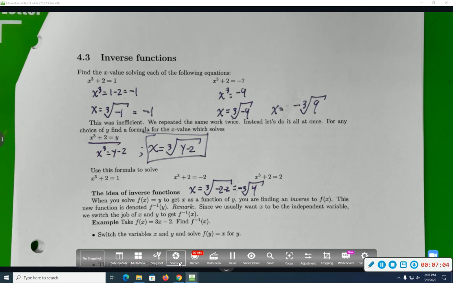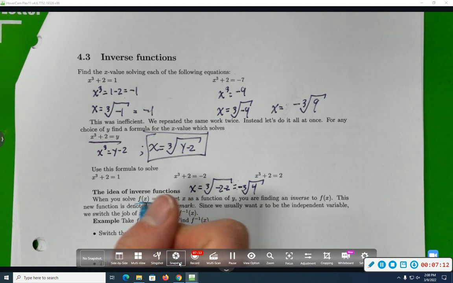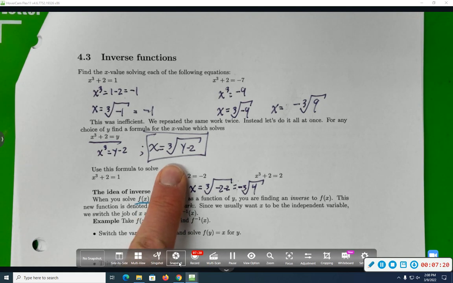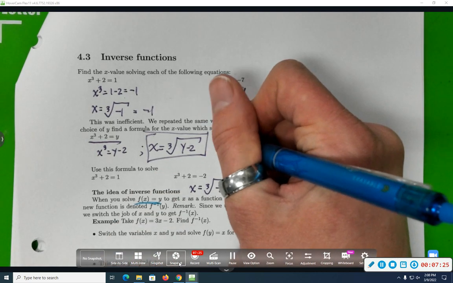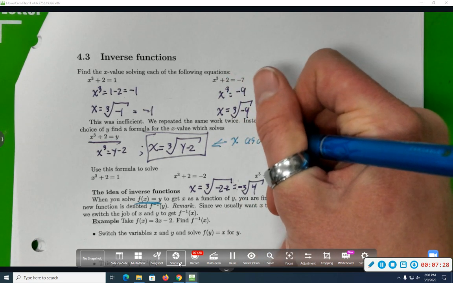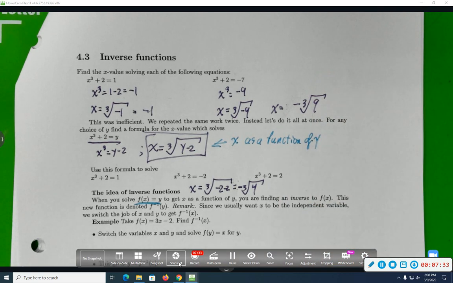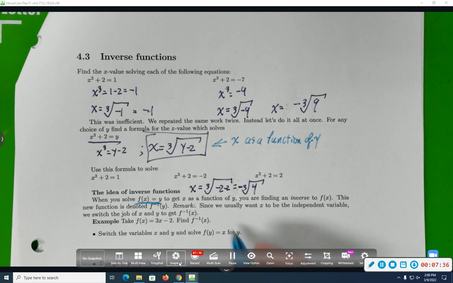So, this in more generality is what inverse functions are. Whenever you see an equation that looks like f of x equals y, and you want to solve to get x as a function of y, which notice, that's what we did right here. This gives x as a function of y. So whenever you solve f of x equals y to get x as a function of y, you are finding an inverse to the function f of x.